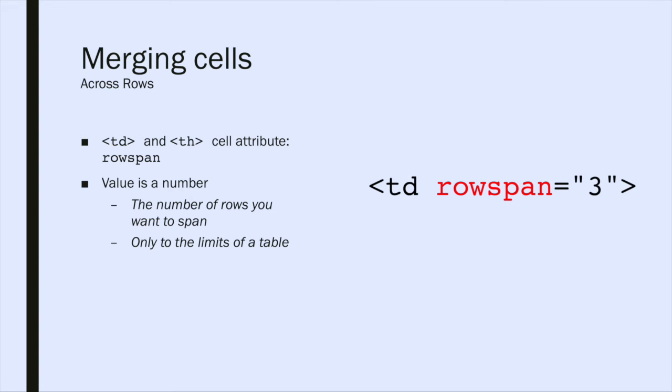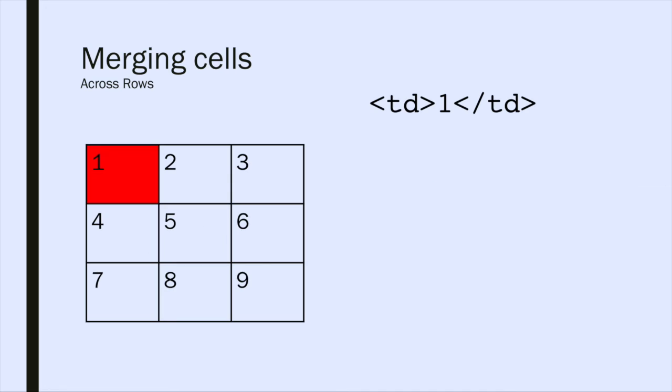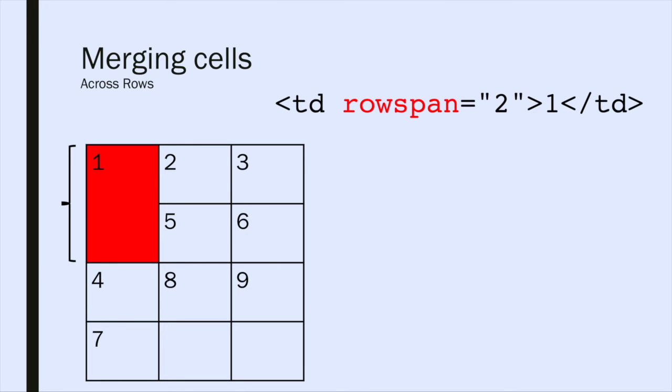Let's go the opposite direction. Instead of spanning columns, now let's span rows. This also can be used for TD and THs as an attribute. The value is a number, and the number is the number of rows you want to span. Again, this only covers the limits of the table. To use our example again with this first cell, we're going to say TD1. We say TD rowspan equals 2. So that way we're covering 2 rows. In this case, it's bumping down 4 and 7, keeping 2, 3, 5, 6 in their place. But in this case, it's bumping stuff down by 1 row.